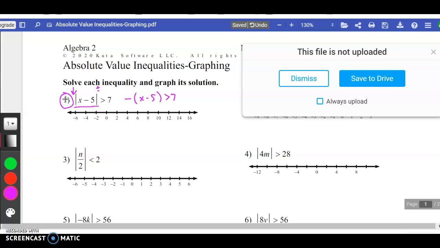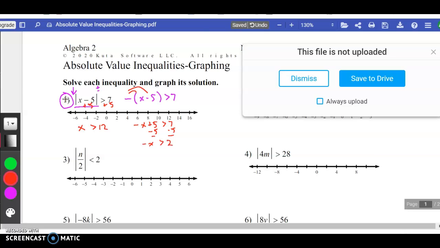Solving both of these, I add 5, I add 5, that gives me x is greater than 12. Over here I need to distribute this negative to both terms, so I have a negative x plus 5 is greater than 7. And now subtracting 5 from both sides, I have negative x is greater than 2.